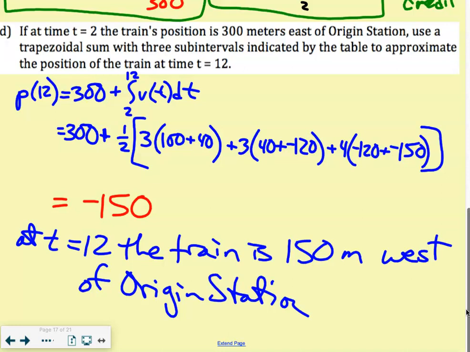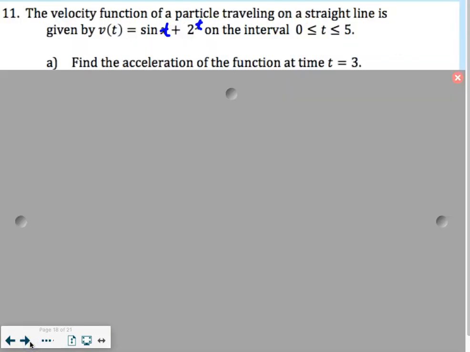All right. Moving on. PVA. Your PVA on your quiz was very short. PVA on your test is huge. It's huge.